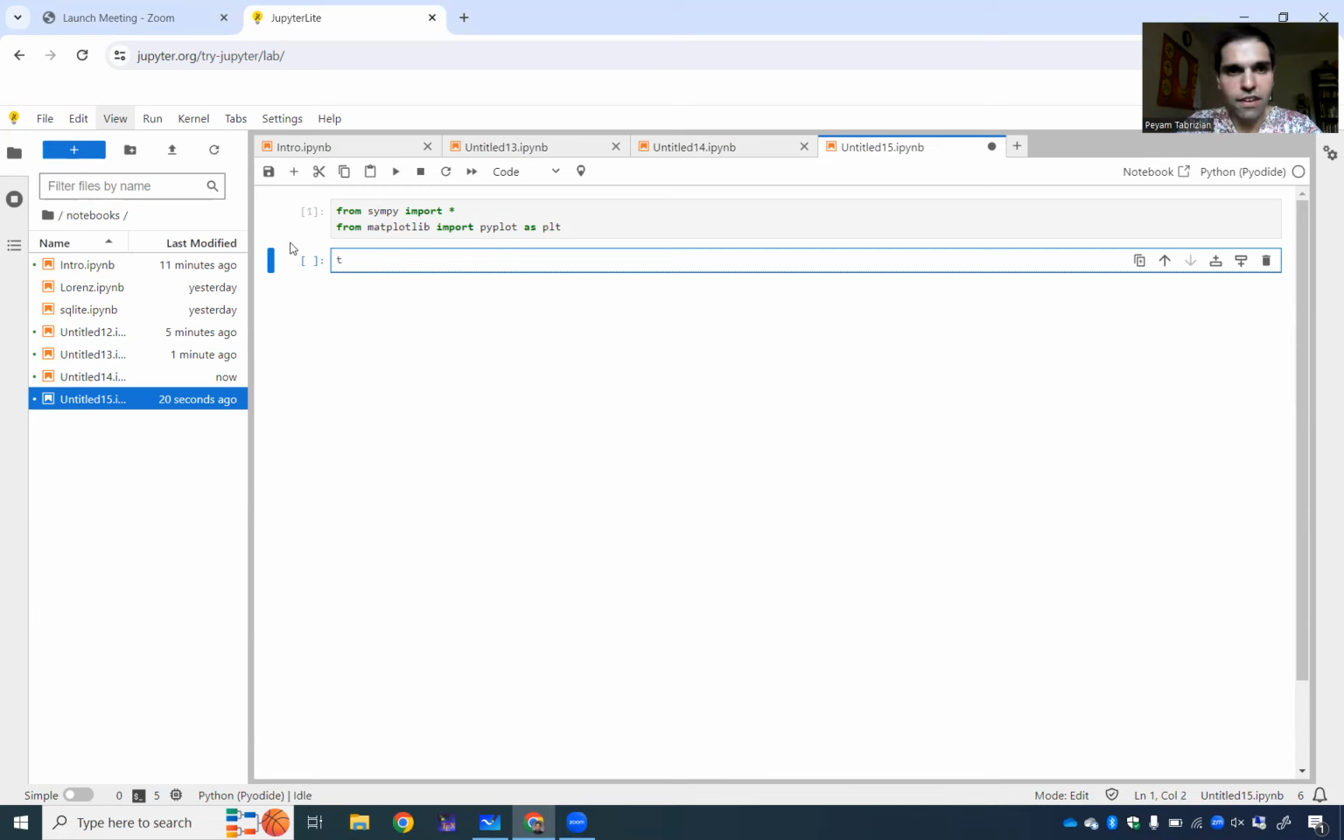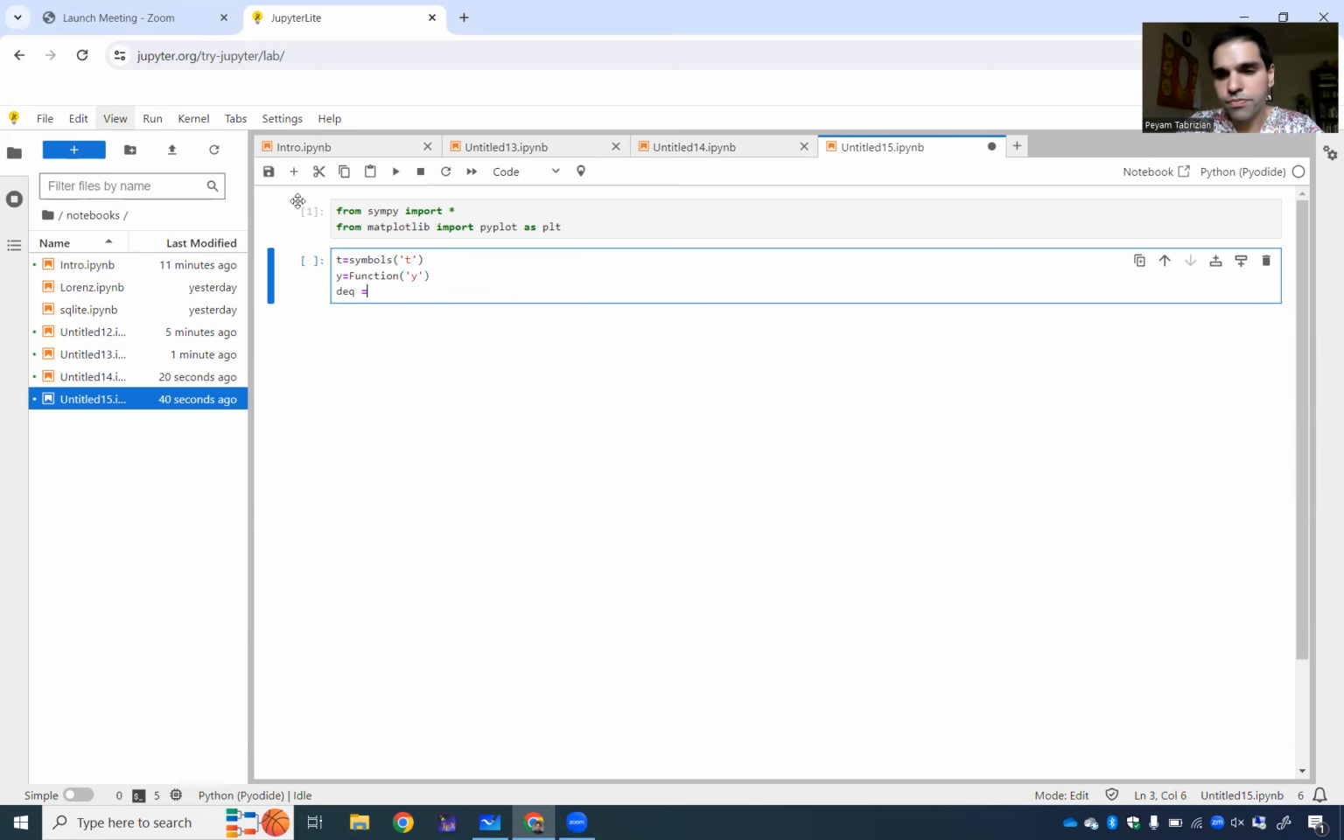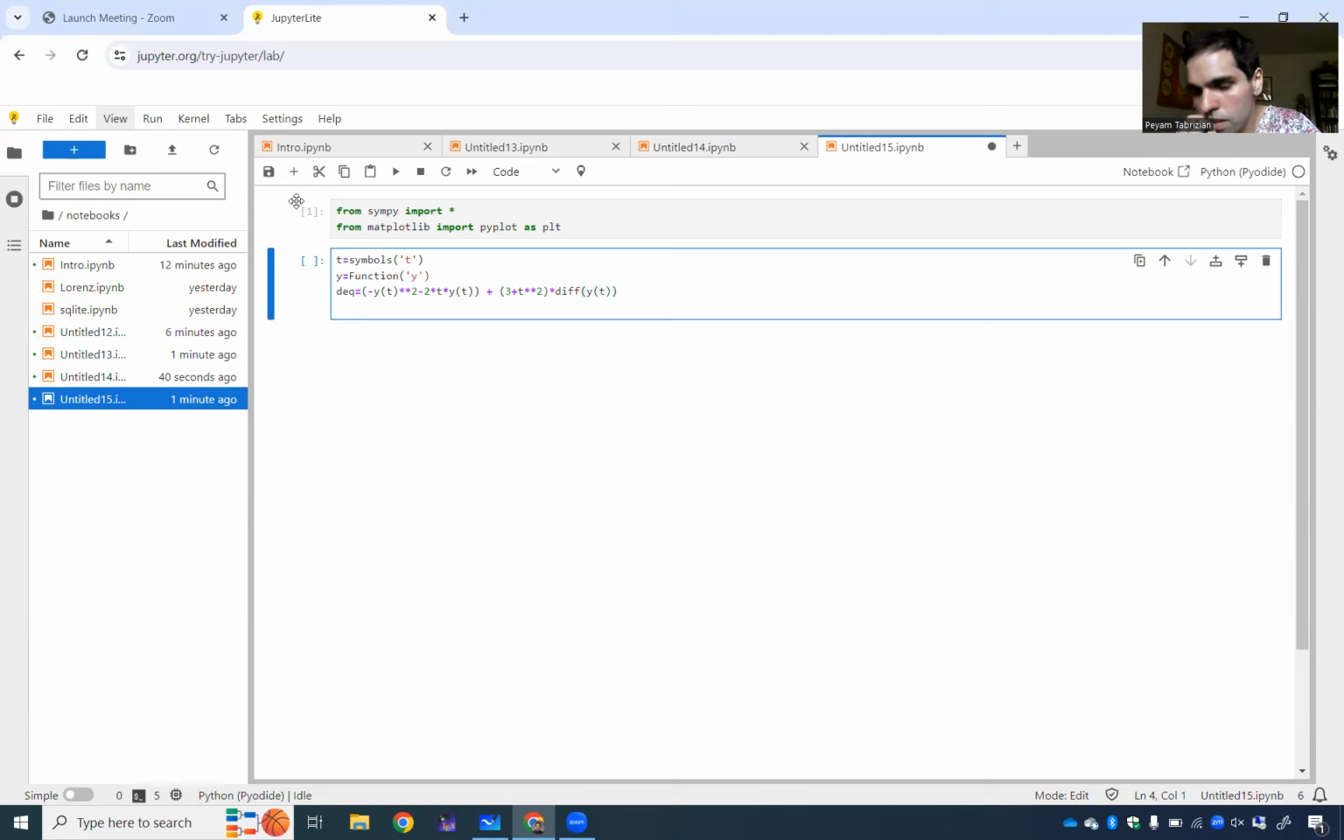Okay, perfect. And then we have the symbols. Independent variable, and then a dependent variable. We have that. And then our differential equation. So in this case, minus y of t squared and then minus 2t y of t plus 3 plus t squared, and then differentiate, so y prime, y of t, with respect to t.